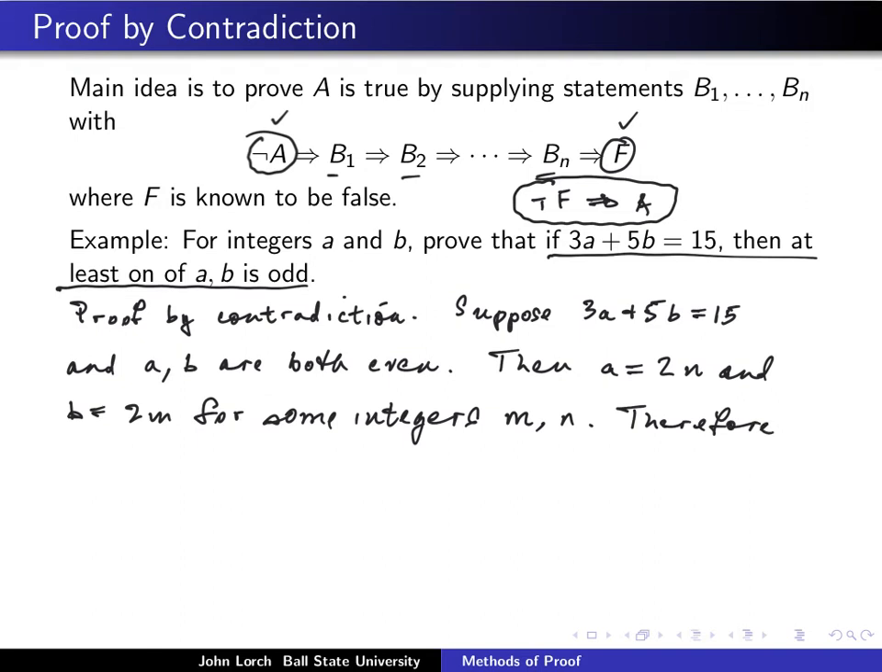So therefore, if we look at 15, it's 3a plus 5b. And now a is 2n, and b is 2m. And then by arithmetic, we can factor out the 2.